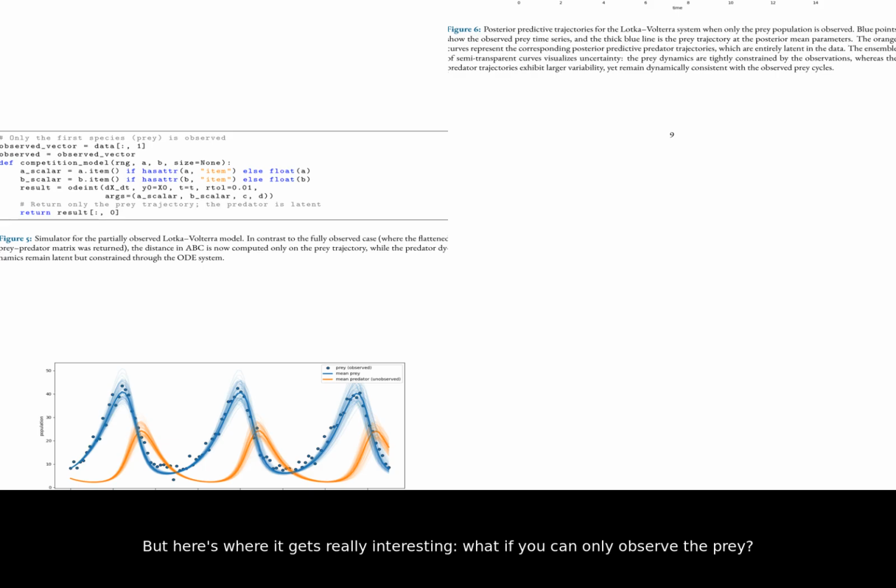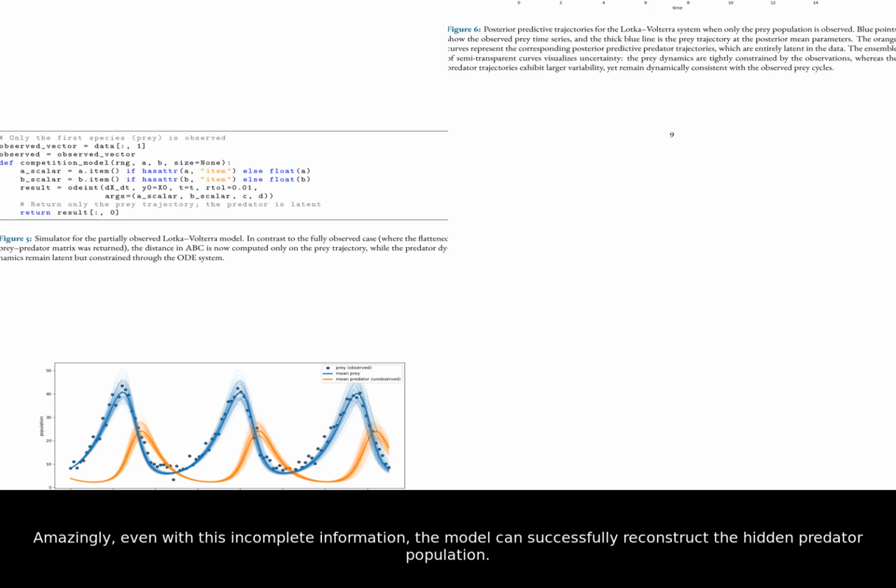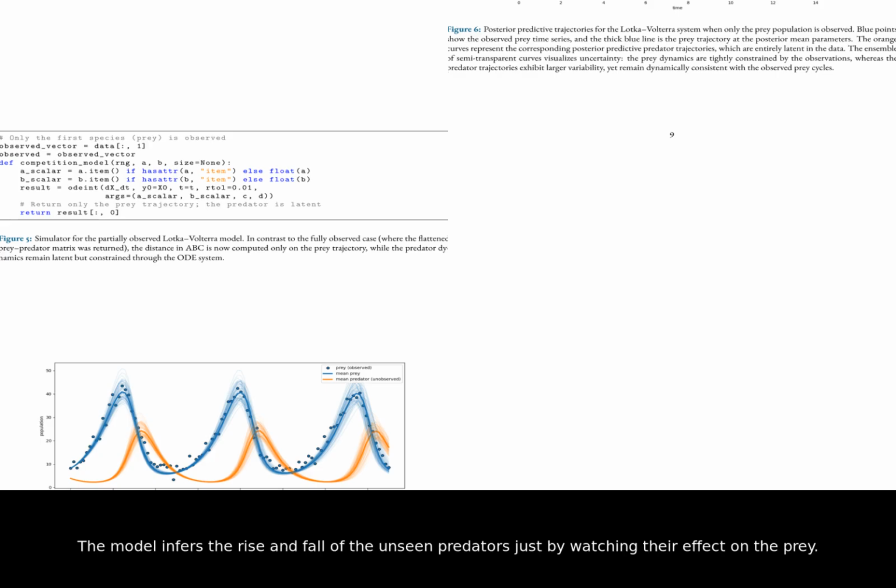What if you can only observe the prey? This is a much more realistic scenario, as predators are often elusive and hard to count. Amazingly, even with this incomplete information, the model can successfully reconstruct the hidden predator population. The model infers the rise and fall of the unseen predators just by watching their effect on the prey.